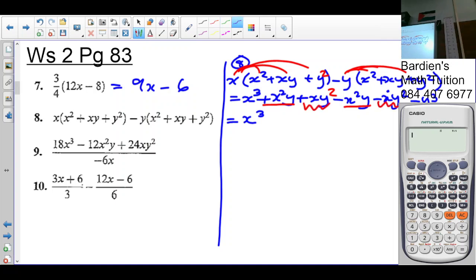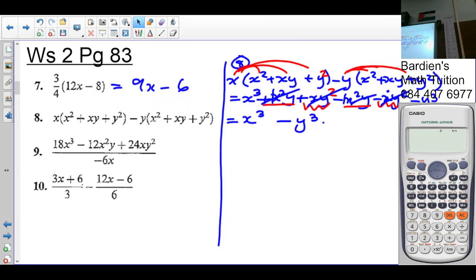Okay. So x squared y minus x squared y is what? What's 1 minus 1? 0. So x squared y minus x squared y is 0. Xy squared minus xy squared, 0. So we have to minus y.